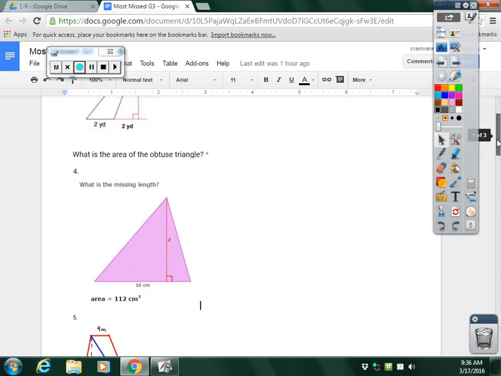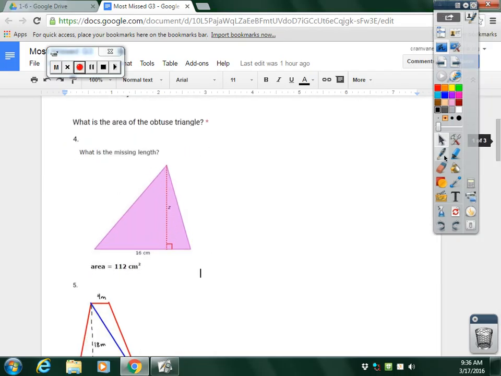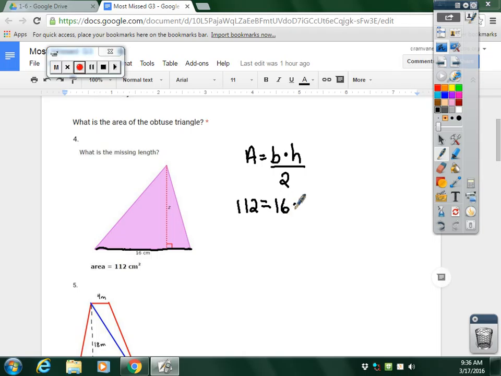This is a great problem, and it actually has a lot to do with algebra, okay, undoing equations, okay? What is the missing link? So here they gave us the base, touching the right angle. They gave us the area. So as always, you should have your formula first, and substitute variables with numbers. Area is 112, so I'm going to replace A with 112. The base is 16. I don't know the height. They've given us the variable z, and then I have to divide by 2, okay?